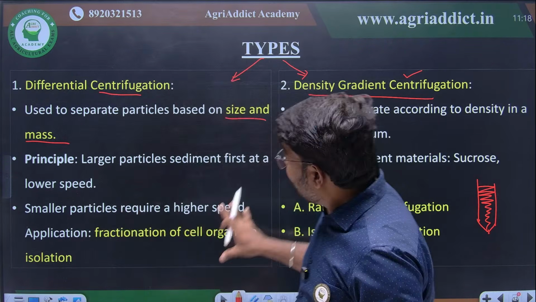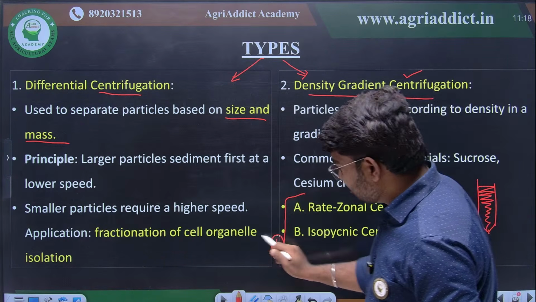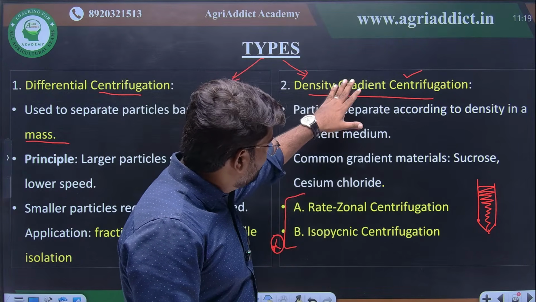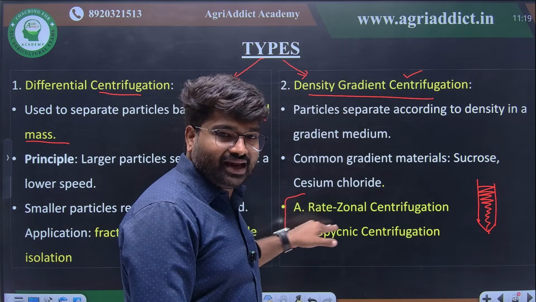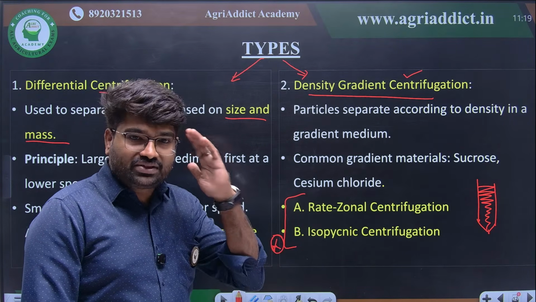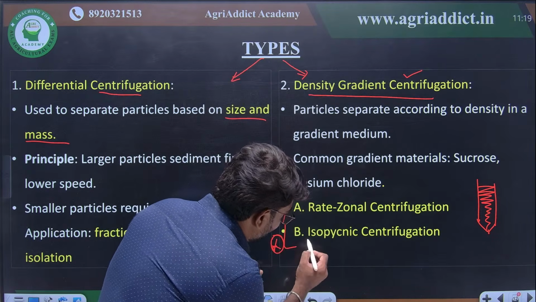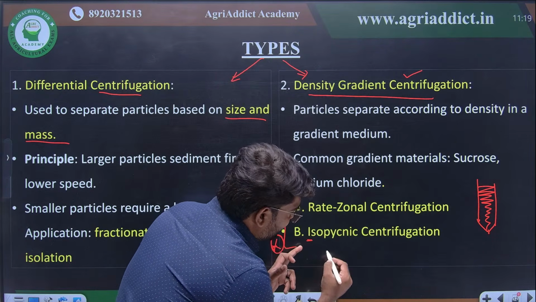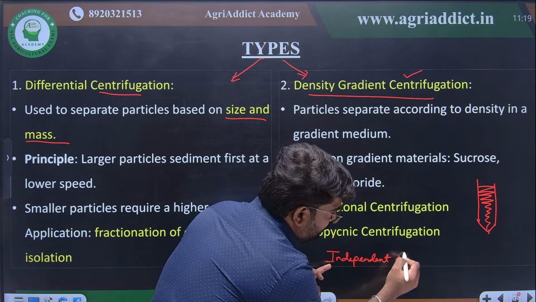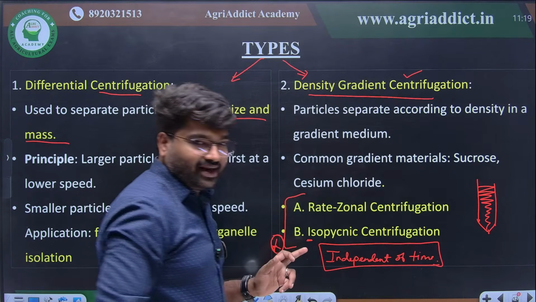Further, density gradient centrifugation is classified into two types. This is another repeated objective question: rate zonal centrifugation and isopycnic centrifugation. You have to remember only one point in this: isopycnic centrifugation is independent of time. This is the most important objective question they are asking repeatedly.